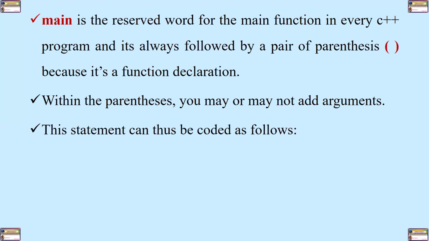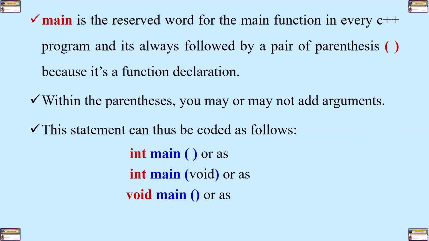This statement can thus be coded as follows. You can have it as int main, meaning that this is a function that is expected to return a value of type integer, that is, a whole number, and it is not receiving any parameter from anywhere. You may also have it as int main with the word void inside the parentheses. Now, this statement and this one are similar. They are doing the same thing because void simply means nothing is being received by the function.